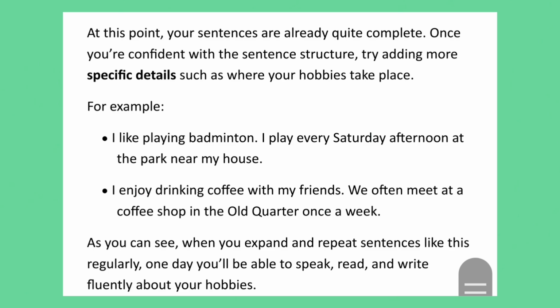Once you're confident with the sentence structure, try adding more specific details such as where your hobbies take place. For example, I like playing badminton. I play every Saturday afternoon at the park near my house. I enjoy drinking coffee with my friends. We often meet at a coffee shop in the Old Quarter once a week. As you can see, when you expand and repeat sentences like this regularly, one day you'll be able to speak, read, and write fluently about your hobbies.